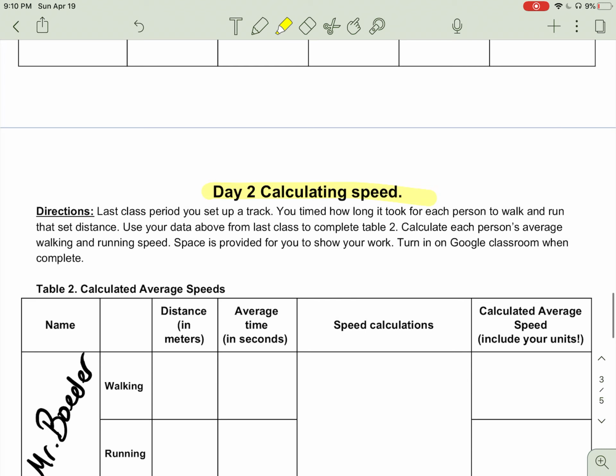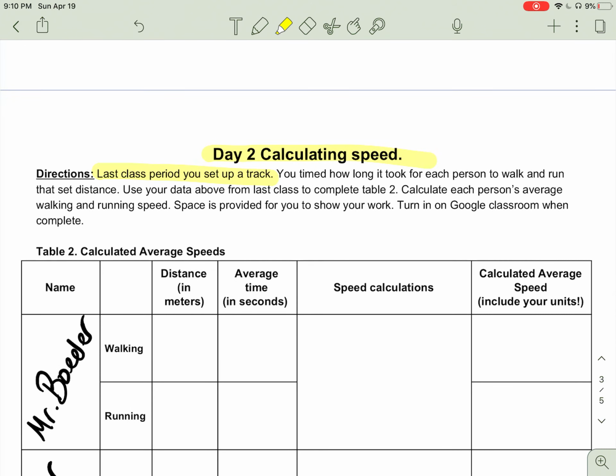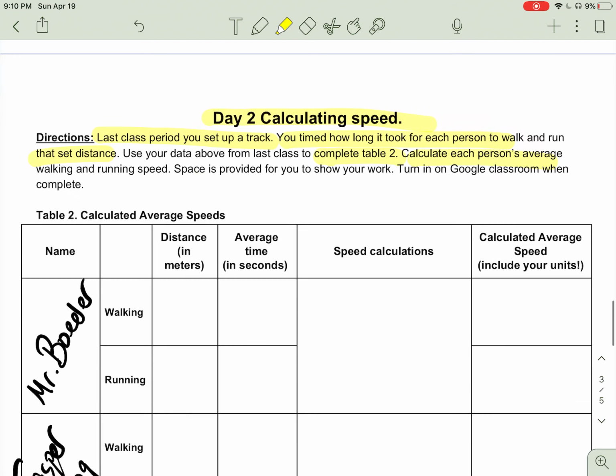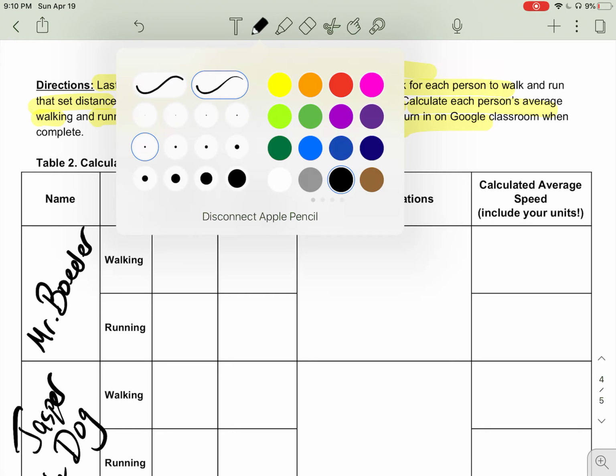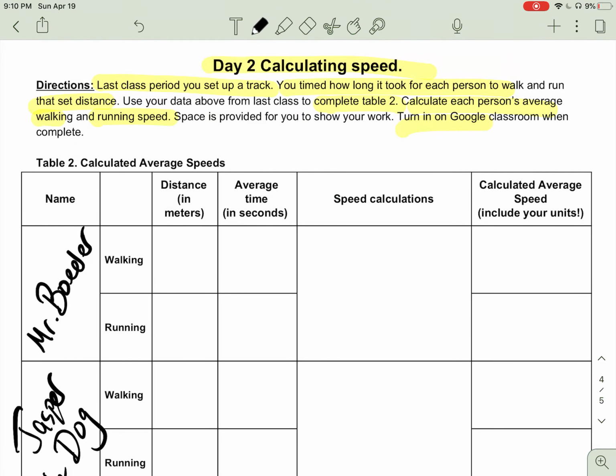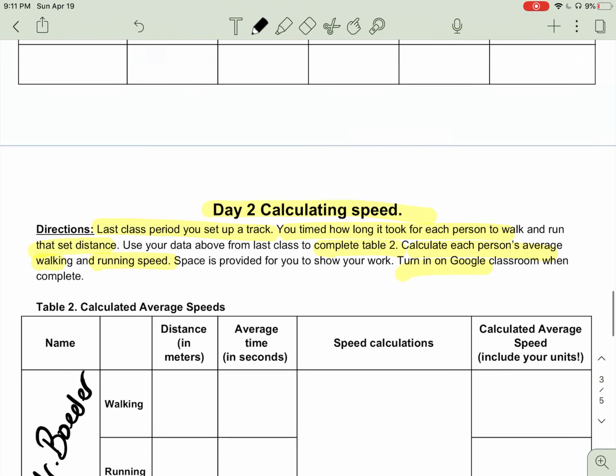So now we're going to do day 2. Your directions here: last class period, we set up a track. We timed how long it took for each person to walk and run that set distance. We're going to use our data from above to complete data table 2. We're going to calculate each person's average walking and running speed on these tracks. And the space provided is to show your work. We'll be turning it in on Google Classroom when you're complete, and your teacher will tell you if yours looked reasonable.